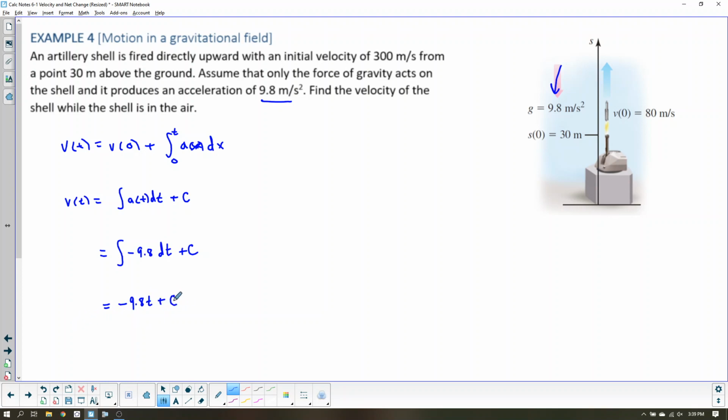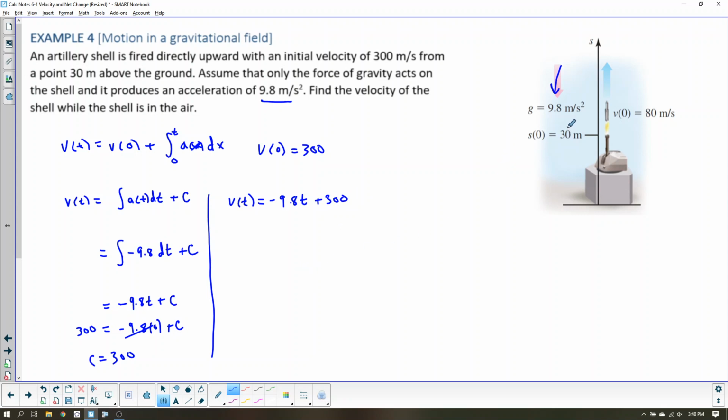And now we need to find the value of the c. So this is where the initial condition comes in, and that was that v of 0 was given to be 300. All right, so if we do that, 300 equals negative 9.8 times 0 plus c. That's going to get wiped out, so we get c is 300. All right, this gives us our velocity function. V of t is just negative 9.8 t plus 300.